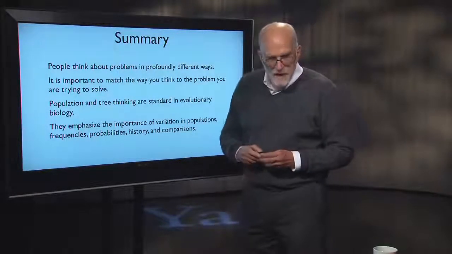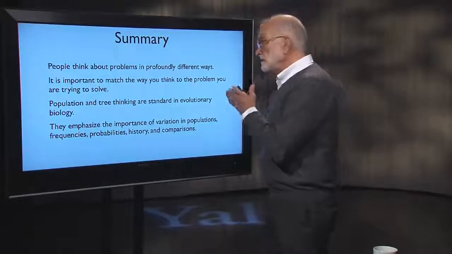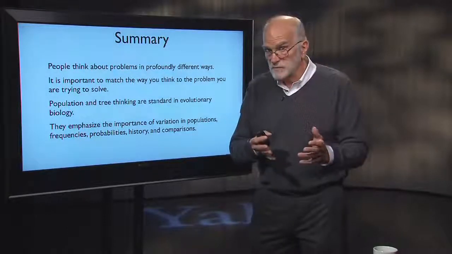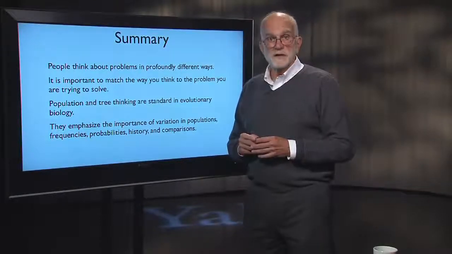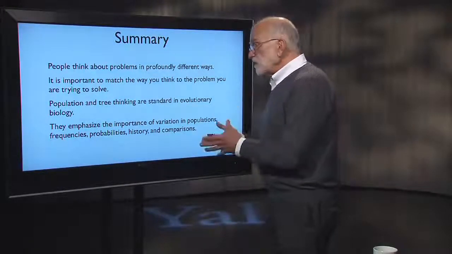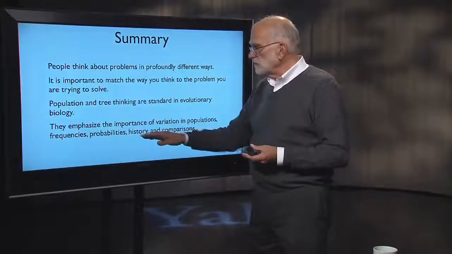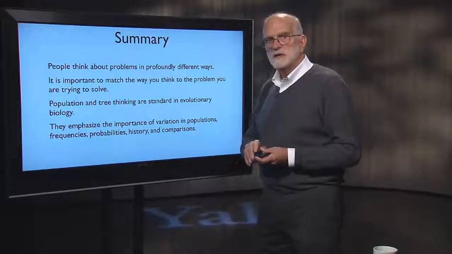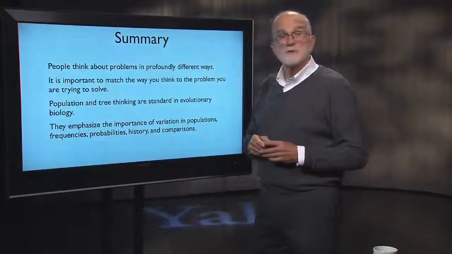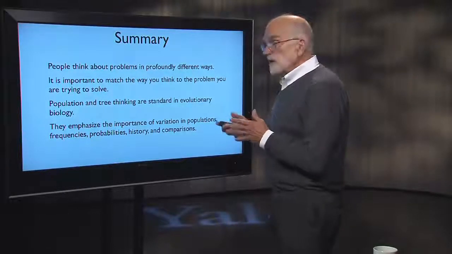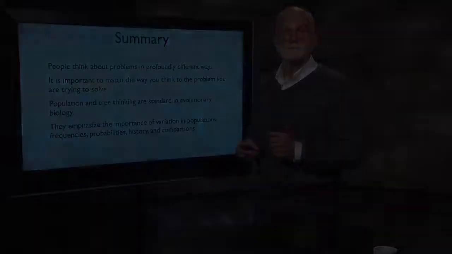So to summarize, people think about stuff in very different ways. And you need to be able to match the way you think to the problem that you're trying to solve. Population and tree thinking are standard in evolutionary biology, and they are ways of looking at the world that emphasize the importance of variation, frequency, probability, history, and comparison. And if you can become fluent in those sorts of thinking, modes of thought, you will gain quite a bit of intellectual power in trying to understand why things are the way they are.